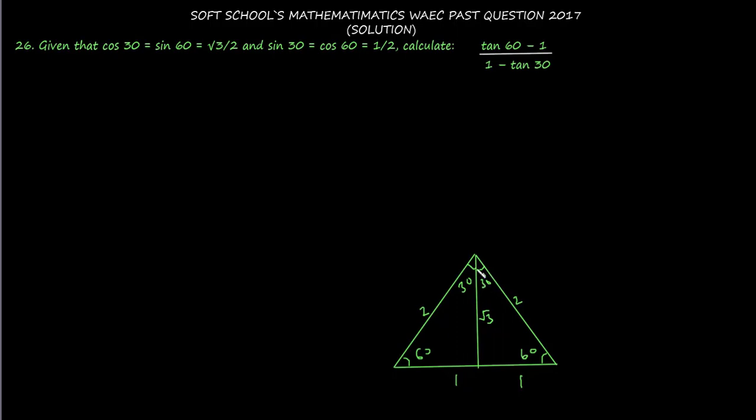So this is an equilateral triangle. This is 60, 60, 60. 30 plus 30, that is 60. This is 2, 2, 2, 1, 1. So 1 plus 1 is 2. It's because this side has been divided into 2. That's why we have it like this.